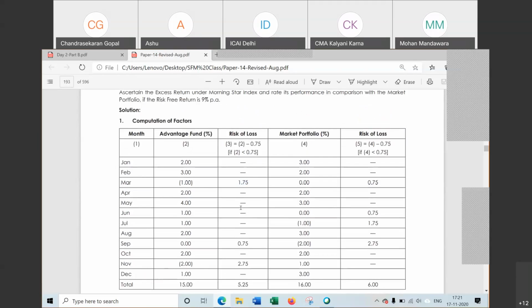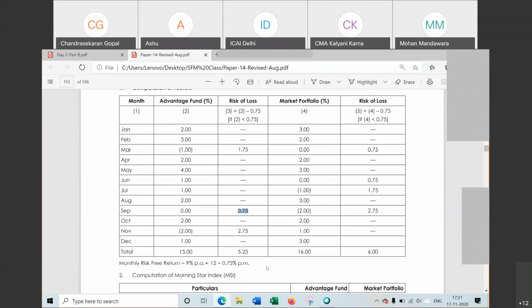Total this amount. Again for April, income is 2%, greater than 0.75, so there is no loss. For this, no loss. September, it is 0, meaning income from this fund is 0. So the risk of loss: you invested and got 0, and loss is 0.75 only. If the person had not invested in this one, earning would be 0.75. So here the risk of loss will be 0.75 only. Now for November, 2 and 2 plus 0.75, that is 2.75. Total will be 5.25.